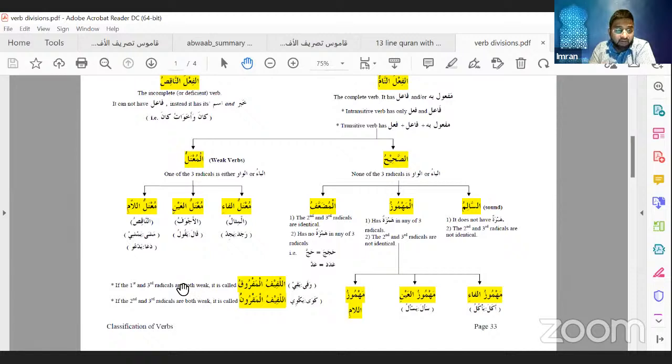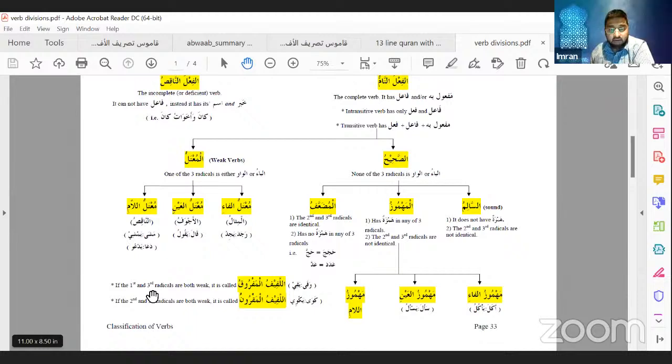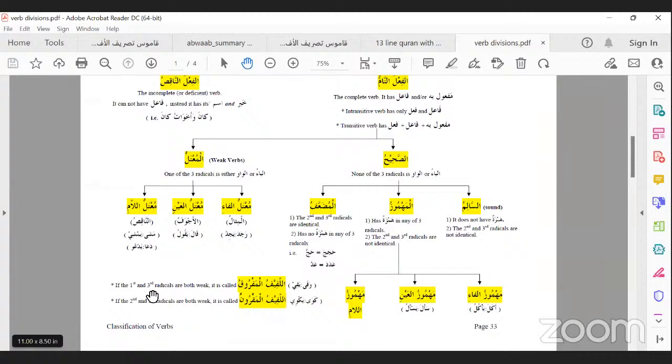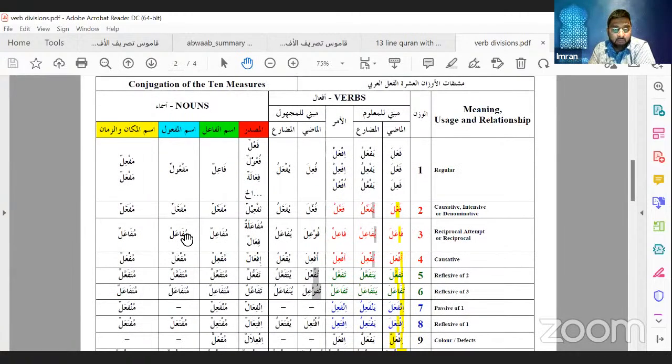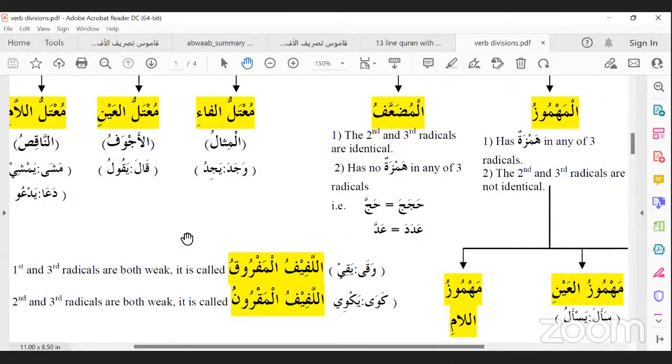And then finally, if the first and third radicals are both weak, it is called lafif mafruq. Excellent, correct. And then the example is, I can't see it, it's too small. Okay, let me make it bigger for you. Waqa and yaqi.